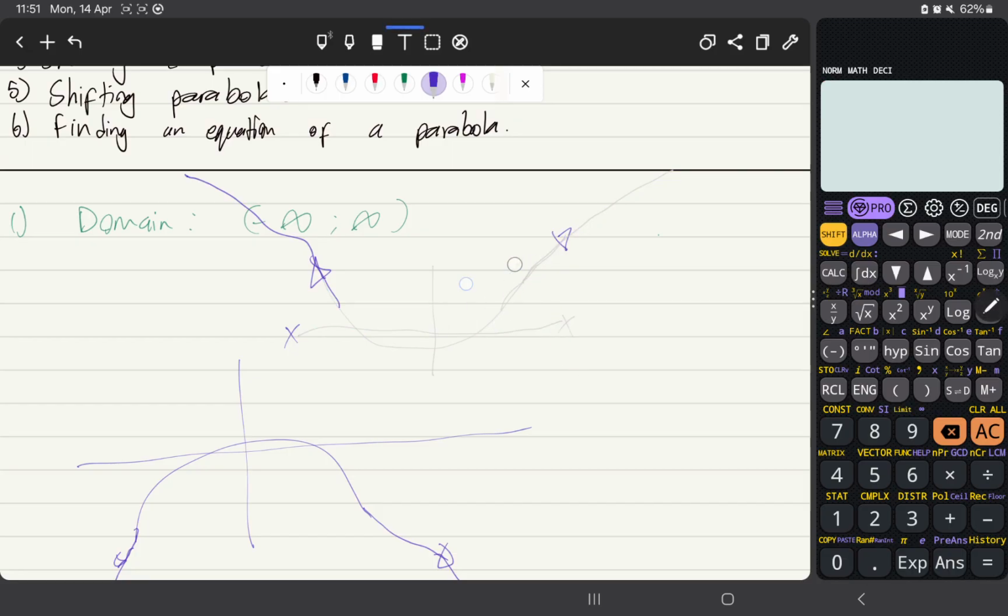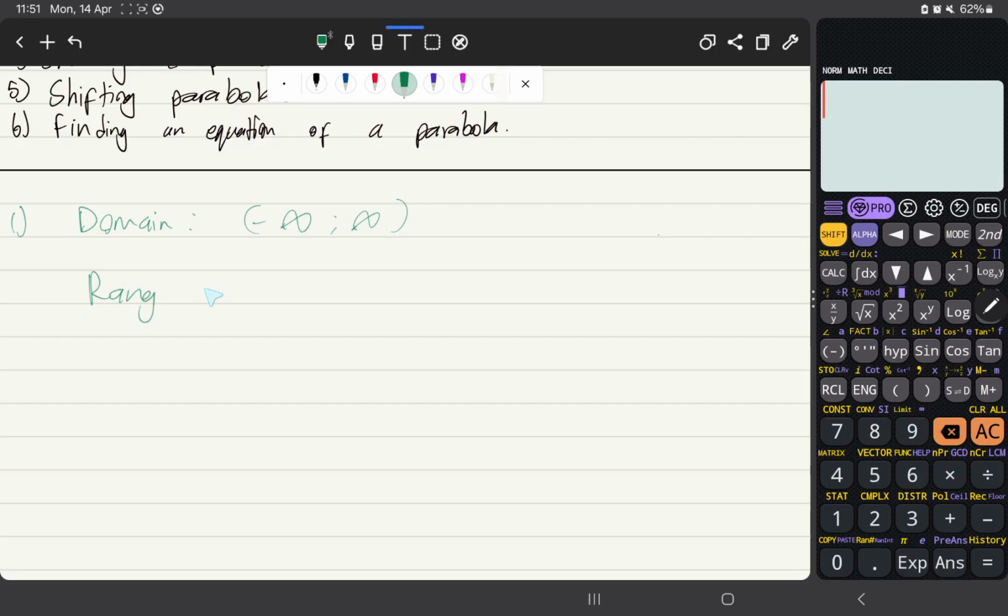Now, very cool. The range though is quite different. I was happy I was able to see that mistake. The range is very different. Range depends on a. We'll talk about a being negative here, and here we have positive a.